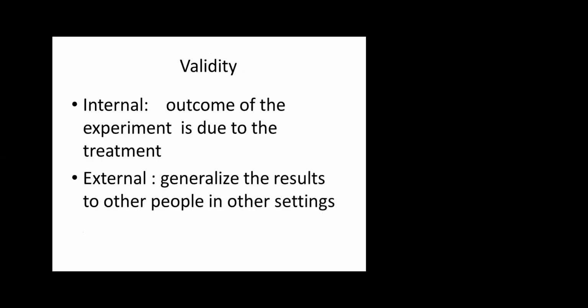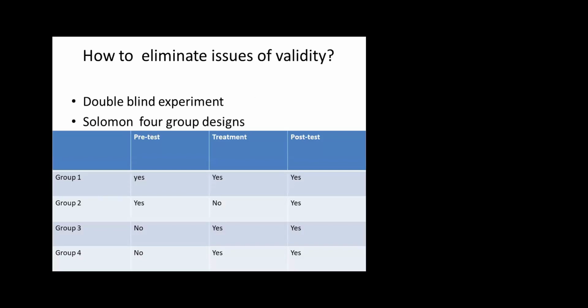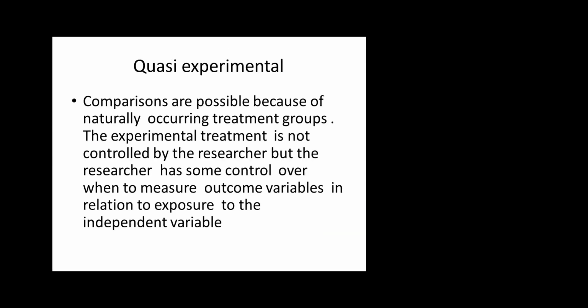This is the procedure. There is validity. There are two kinds of validity, internal and external. Internal is that the outcome of the experiment is due to the treatment, while external is that you generalize the results to other people in other settings. Right. Now that I found that these farmers are satisfied, is it also true in other parts of Sudan? Are they also satisfied? That is external validity.